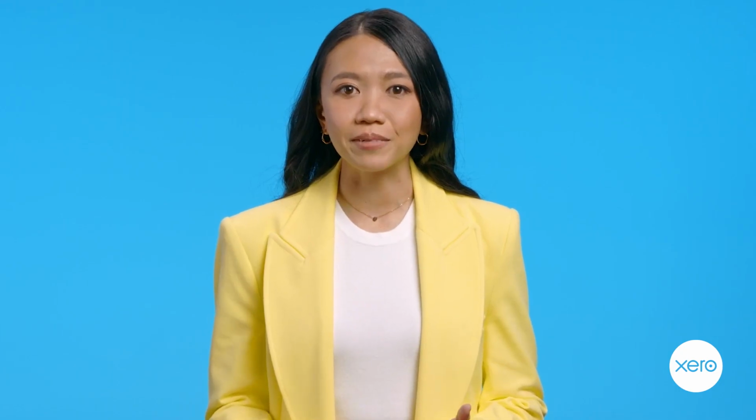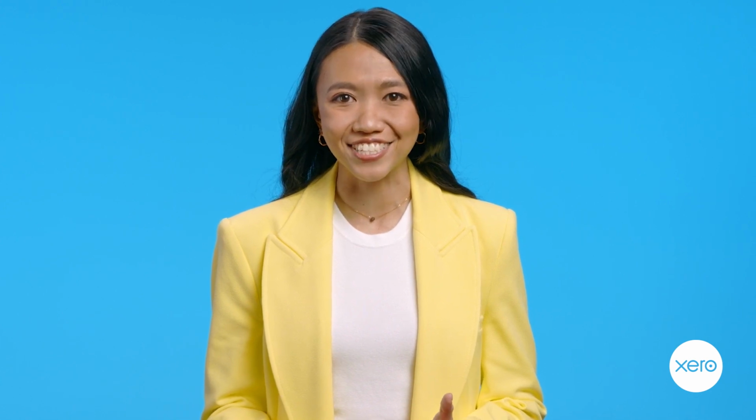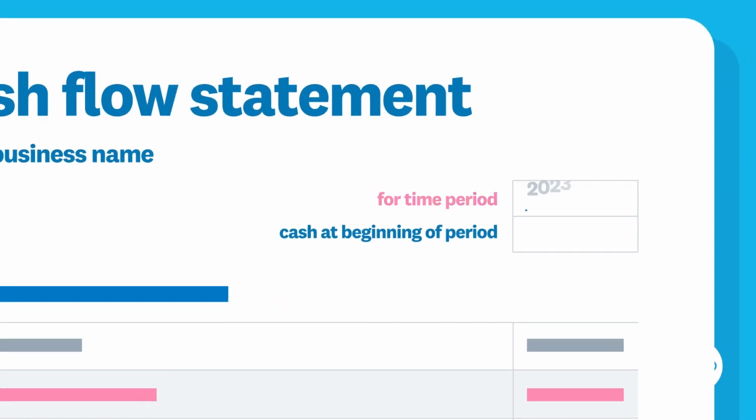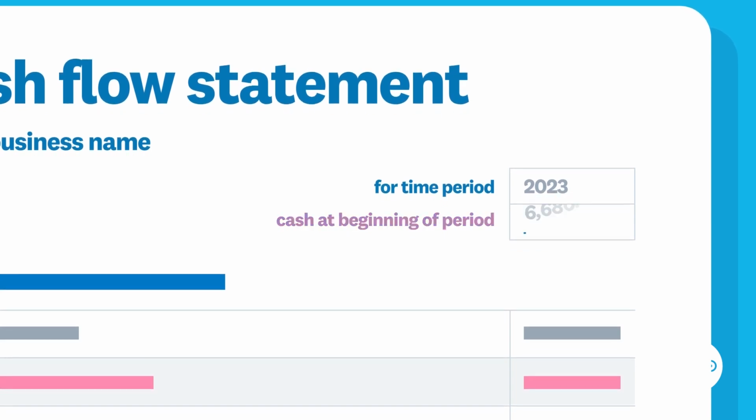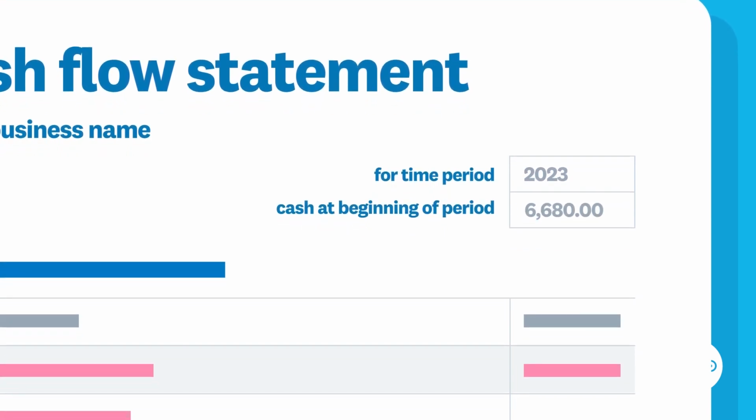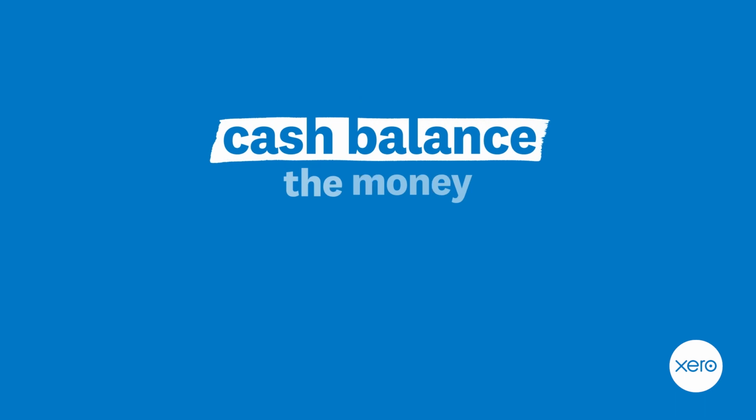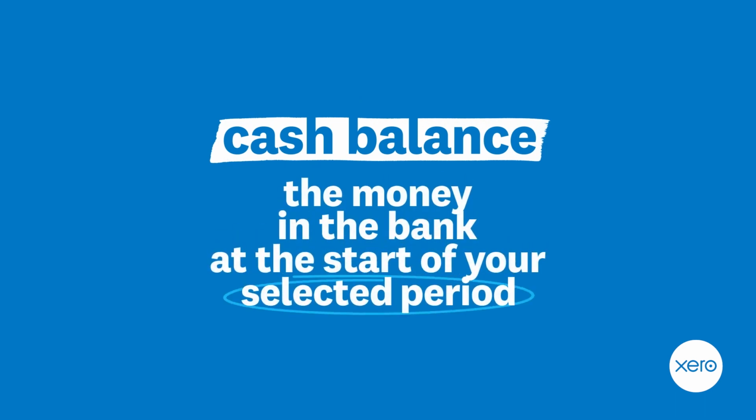Any cash flow statement should have the following key sections. The top of the cash flow statement will show you the time period in question and the cash balance at the beginning of that period. Cash balance is the money in the bank at the start of your selected period.